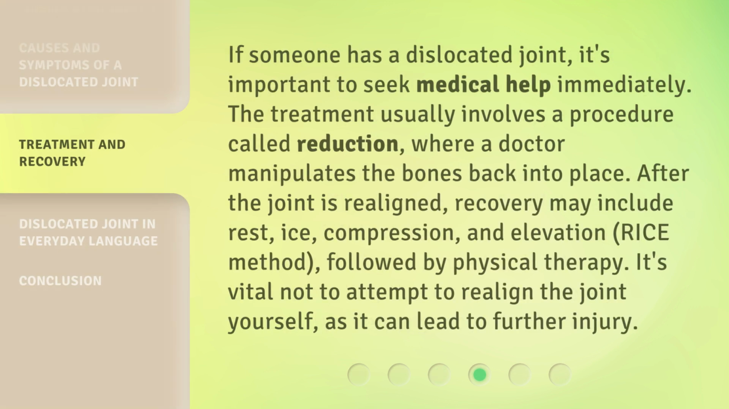If someone has a dislocated joint, it's important to seek medical help immediately. The treatment usually involves a procedure called reduction, where a doctor manipulates the bones back into place. After the joint is realigned, recovery may include rest, ice, compression, and elevation, the RICE method, followed by physical therapy. It's vital not to attempt to realign the joint yourself, as it can lead to further injury.